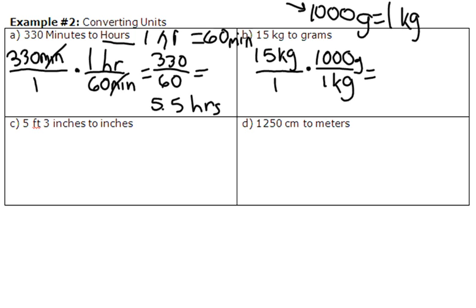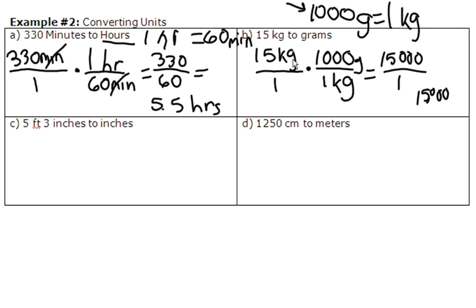Now I'm just multiplying across. I'm taking 15 times 1,000, which is 15,000. I'm taking 1 times 1, which is still 1. And 15,000 divided by 1 is 15,000.